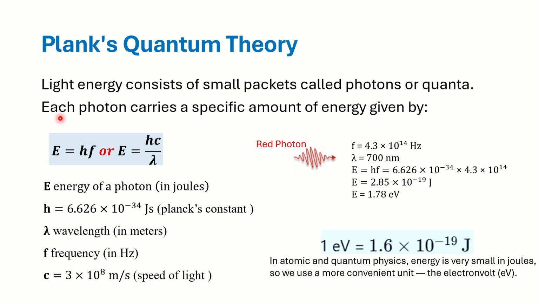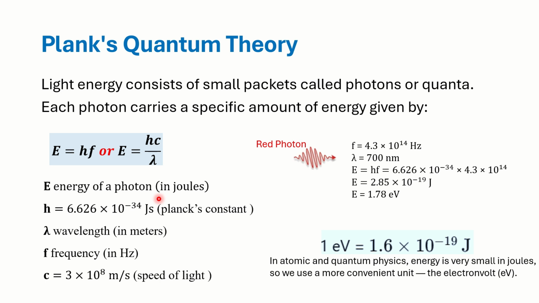Each photon carries a specific amount of energy, given by this equation. Energy of the photon E equals hf, that is in terms of the frequency, where f is the frequency, or another formula, E equals hc by lambda. Lambda is the wavelength of this photon. I have taken the red photon here, that is the photon coming from the red light.